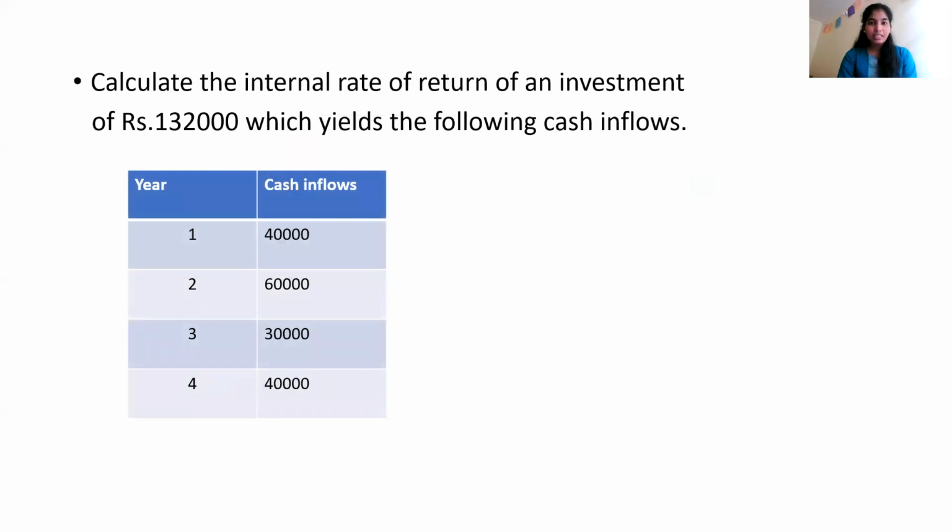So calculate the IRR, internal rate of return, of an investment of rupees 1,32,000, which yields the following cash inflows. Investment can also be called outlay, or it may be project, proposal, anything. So this is the data that's given to me here: 1, 2, 3, 4 years, and my cash inflows are 40,000, 60,000, 30,000, and 40,000. Now let's look into the solution part.